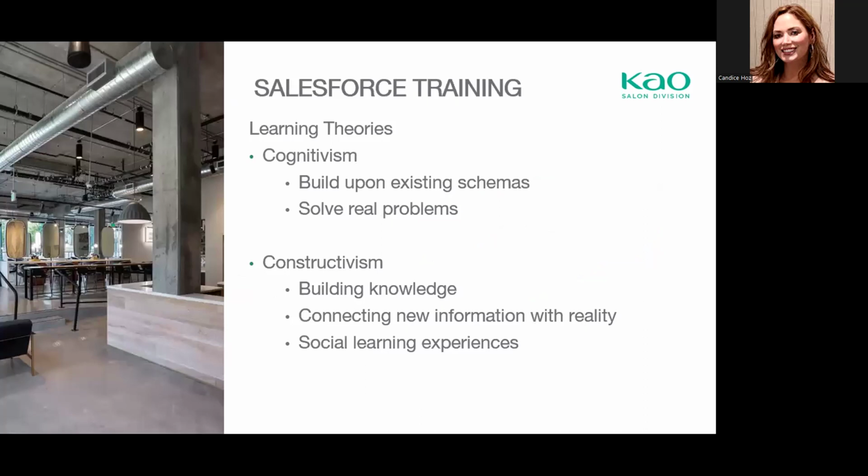So in terms of learning theories here, we have covered cognitivism and constructivism. So in cognitivism, we're going to build upon existing schemas. We're going to help them to solve real problems. In constructivism, we're going to build on knowledge. We're going to help them to create their own experience, their own knowledge. We're going to help to connect any new information they have with their current reality. And we're going to offer them lots of social learning experiences. So like the peer discussion group and the van tours, those are all social learning experiences that they'll have.